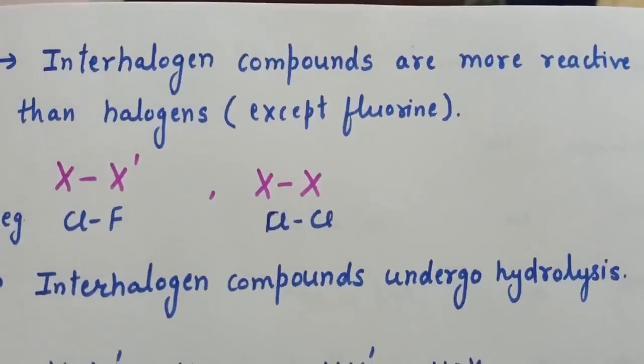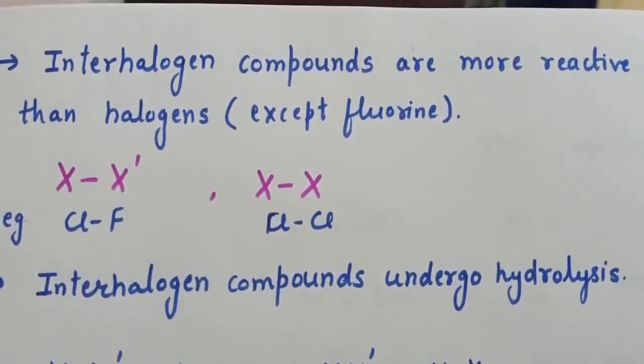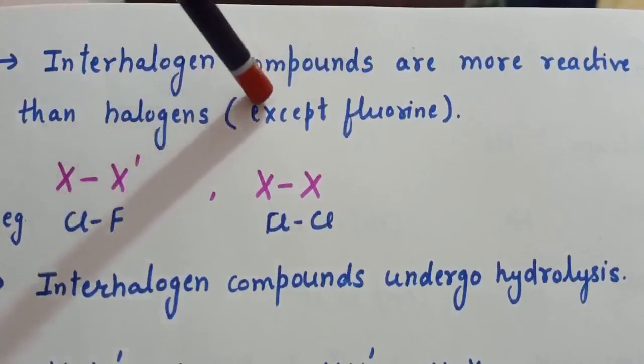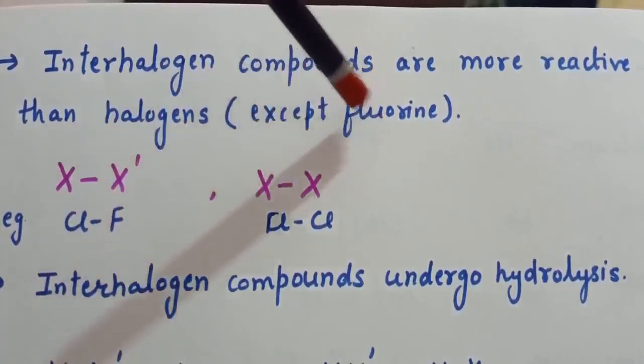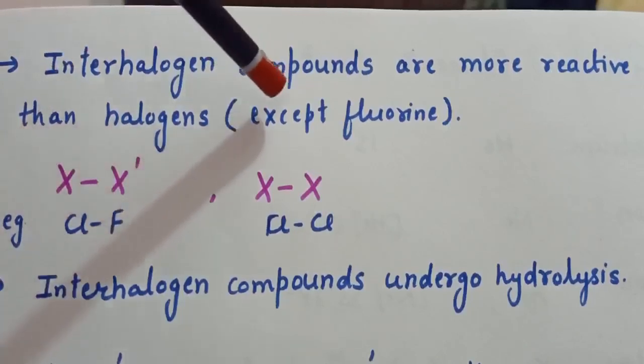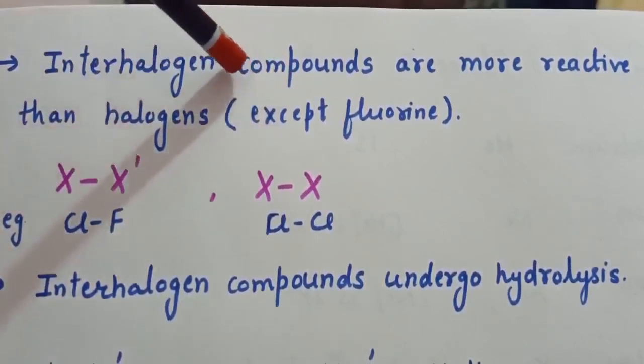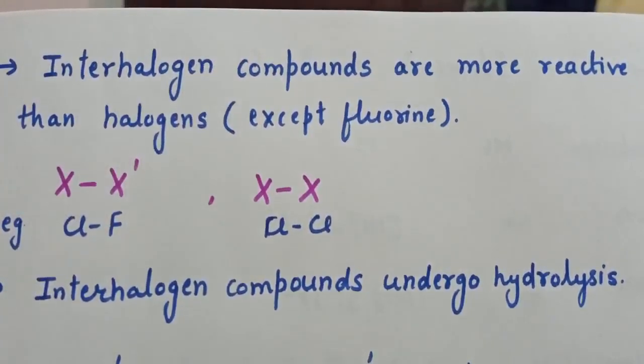Next, interhalogen compounds are covalent molecules and are diamagnetic in nature. Now next, interhalogen compounds are more reactive than halogens except fluorine. That is, fluorine is more reactive than interhalogen compounds, while other halogens are less reactive than interhalogen compounds, and this can be explained on the basis of bond strength between X and X dash.